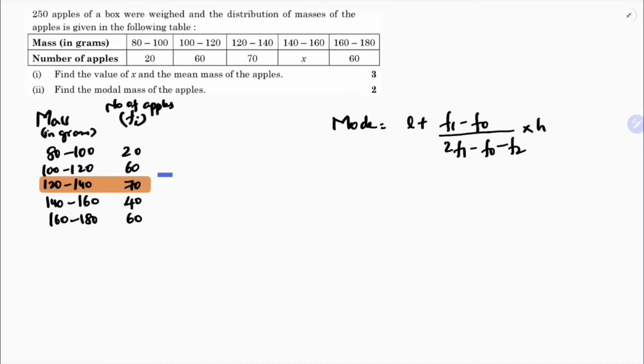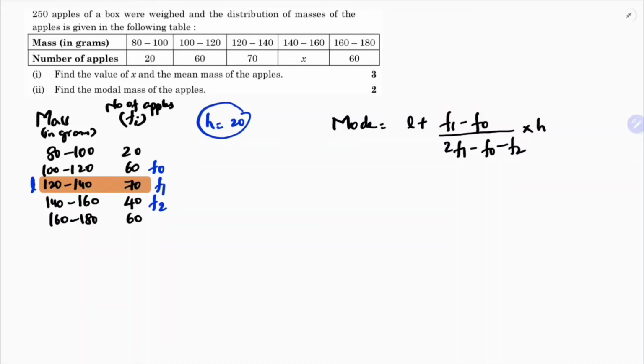When you select the modal class, the frequency 70 here is the frequency of the modal class, that is F1. Above that, F0 is the frequency preceding the modal class, and F2 is the frequency next to the modal class, and L is the lower boundary. Here the lower boundary is 120. Now the class size here is 20. For class size just subtract any two consecutive, like 160 minus 120 or 180 minus 160. So H is 20.